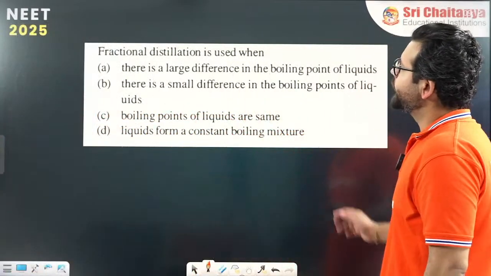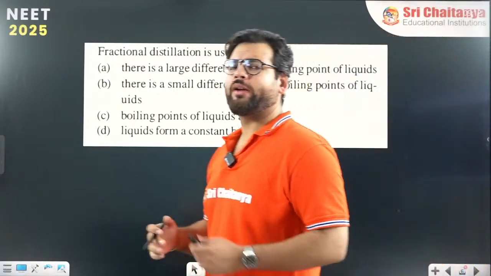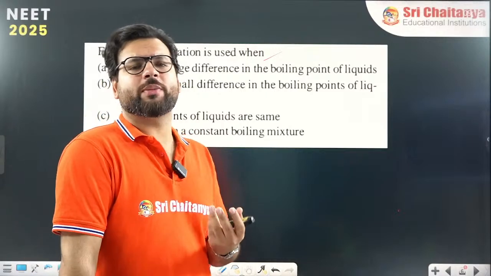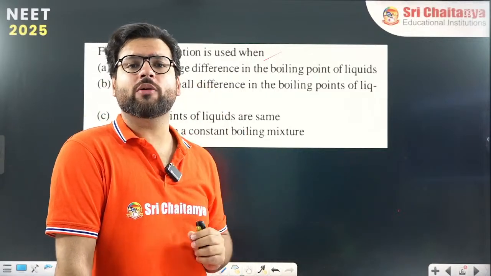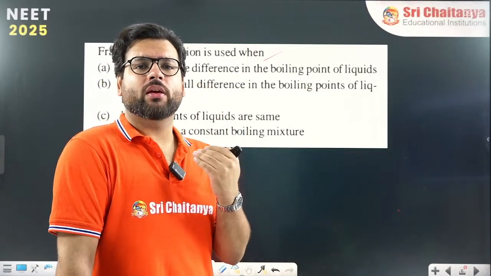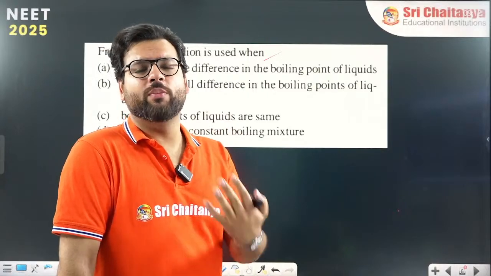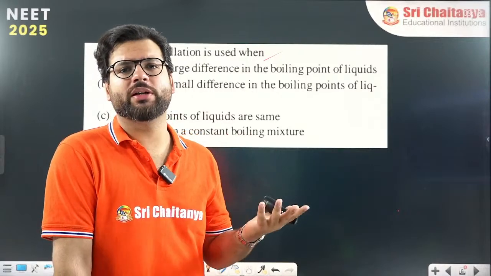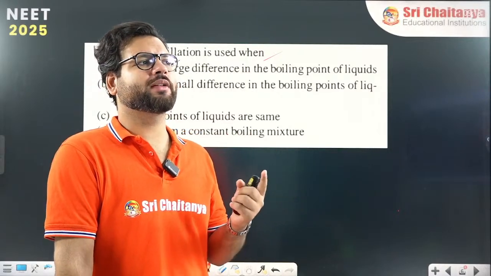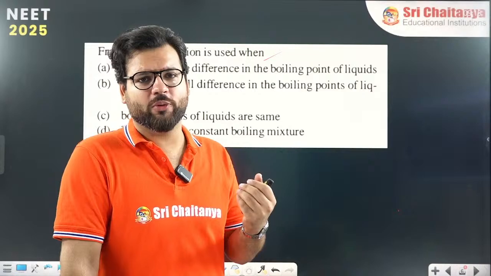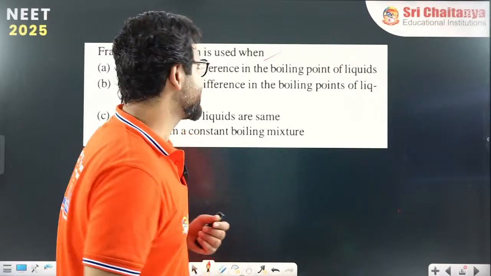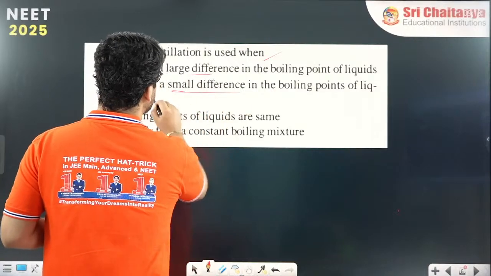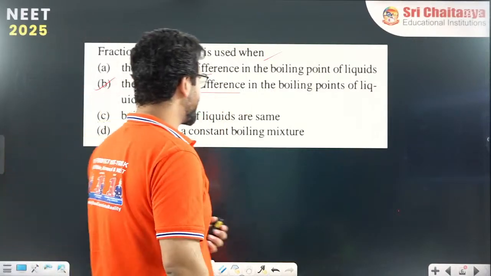It says fractional distillation. When do you use distillation? Distillation is a method of separation of 2-3 organic compounds with the principle of difference in boiling points. So when the boiling point difference is large enough, you can do simple distillation. And when the boiling point difference is not too large, but it is a small difference, then you use fractional distillation. So is there a large difference? No. There is a small difference. This is correct. Option B.